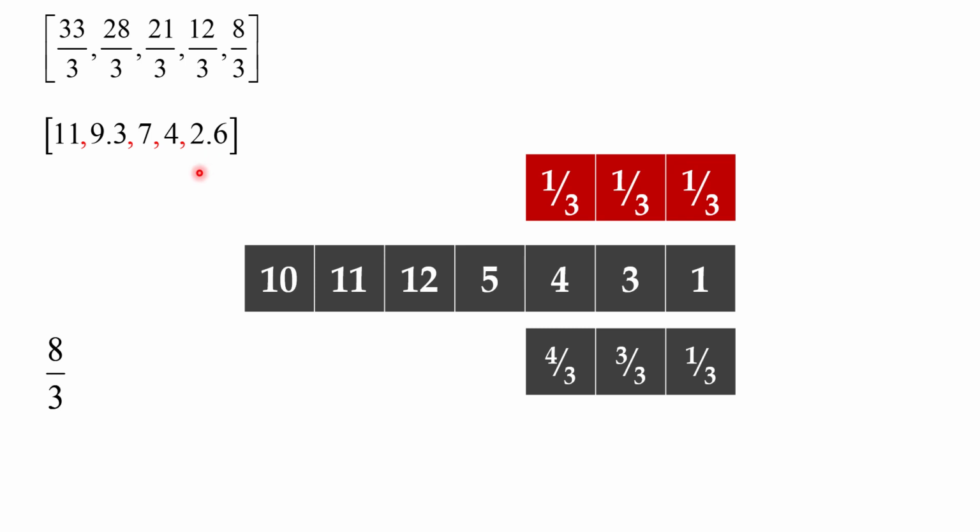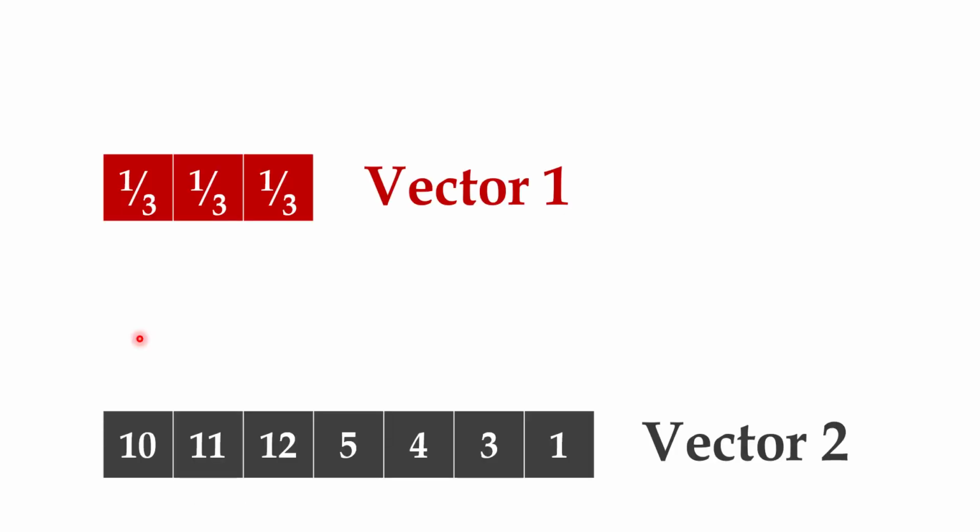If you calculate all these numbers, you can see 33 divided by 3 is equal to 11, 28 divided by 3 is 9.3, 21 divided by 3 is 7, 12 divided by 3 is 4, and 8 divided by 3 is 2.6. So this is the result of the 3-step simple moving average. This process of calculating the simple moving average is exactly the same as calculating something called the convolve operator. And what do I mean by convolve operator? You should wait a minute because I'm going to explain it.